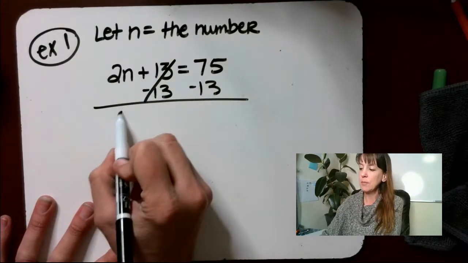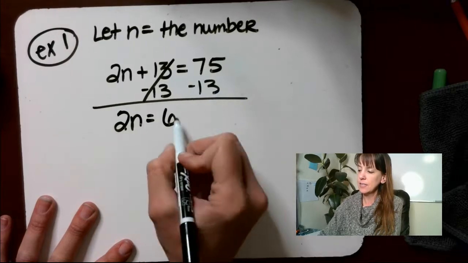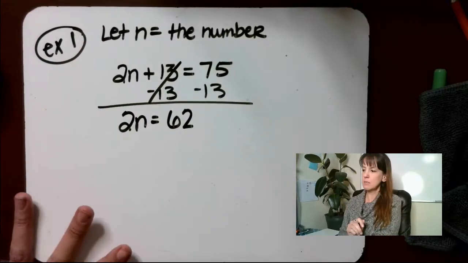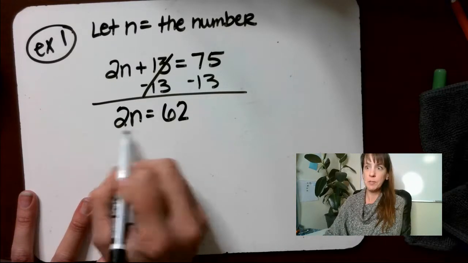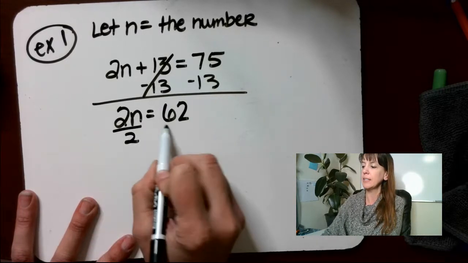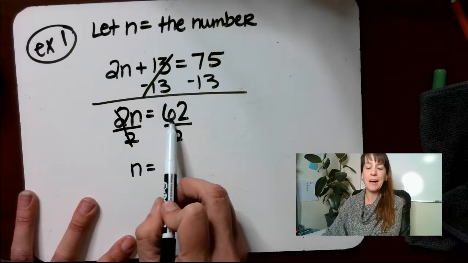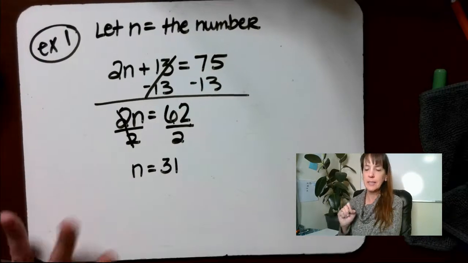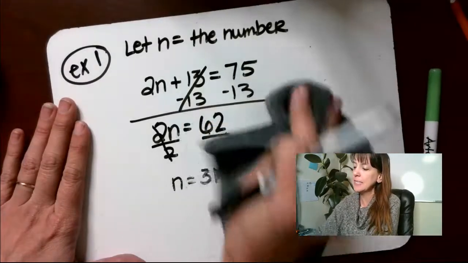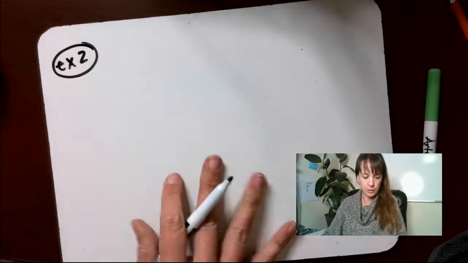This is what it looks like now. We get 2n equals 62. Yes, good. Now, we're multiplying here, and the inverse of multiply is to divide. So we're going to divide these. These cancel out. n equals half of 62, half of 60 is 30, half of 2 is 1, so 31. n equals 31. Good. Guys, make sure that you're writing these down at home, okay, into your notes.